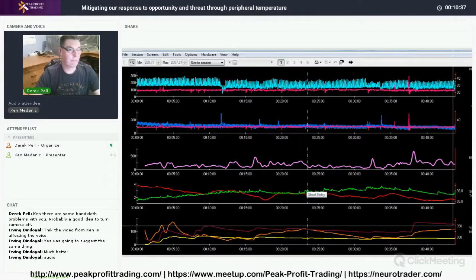So that's my little discussion on peripheral temperature and how it is a leading indicator of whether or not you've moved into a threatening environment.